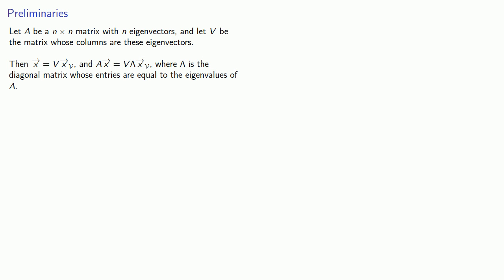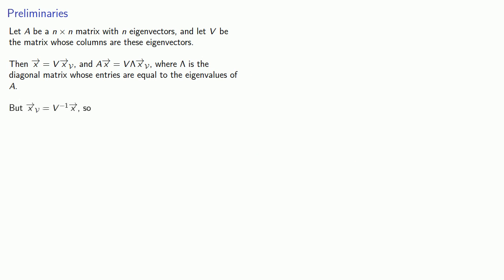So let's put these things together. Suppose A is an n by n matrix with n eigenvectors, and let V be the matrix whose columns are these eigenvectors. Then any vector x can be represented as the matrix V acting on the coordinates of x with respect to V. And so A acting on x is going to be V times lambda times the coordinates of x with respect to V, where lambda is a diagonal matrix whose entries are equal to the eigenvalues of A.